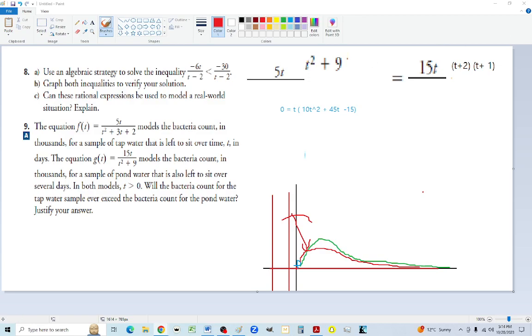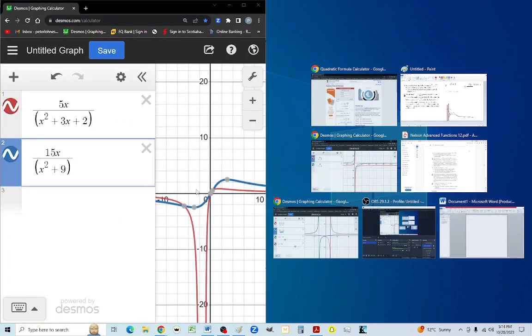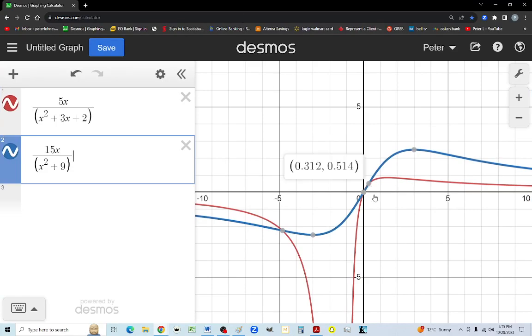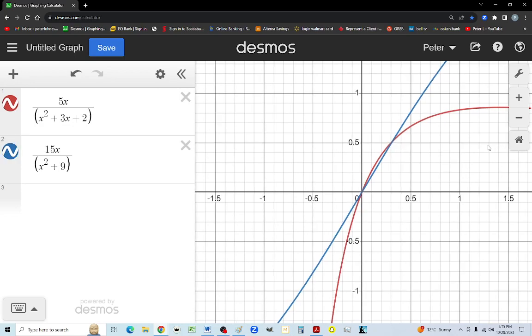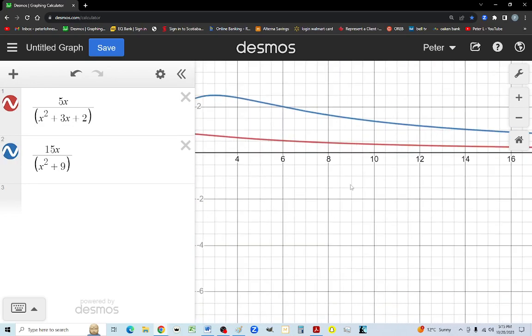We're going to take the pond water as a separate, the tap water as a separate equation. And I'm going to make it x instead of t because Desmos doesn't handle t too well. And then I'm going to take 15x divided by x squared plus 9. And here's what it looks like. And sure enough, right there is the only time the tap water is above the pond water till it crosses there. Then it stays below it forever.